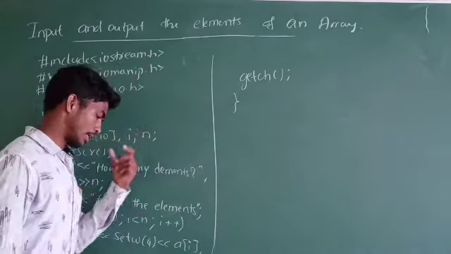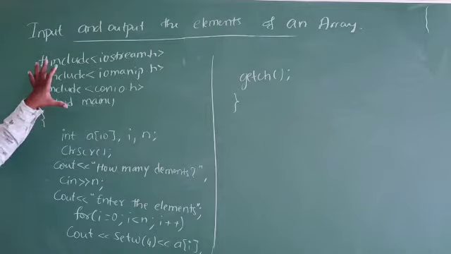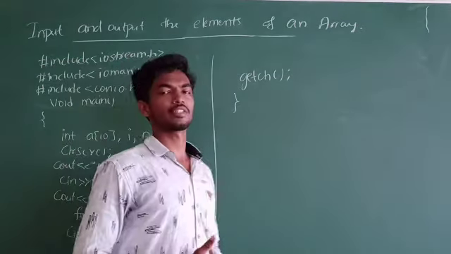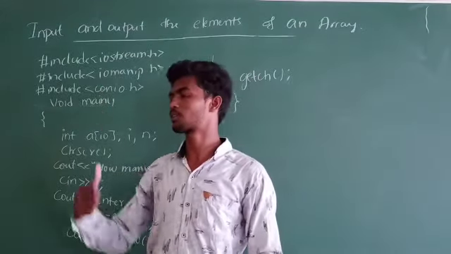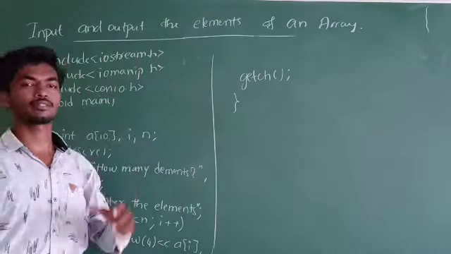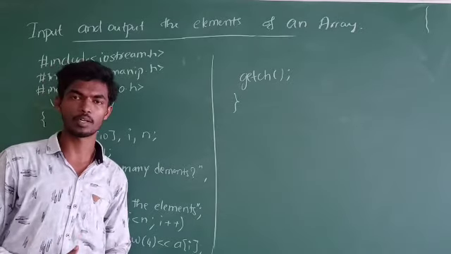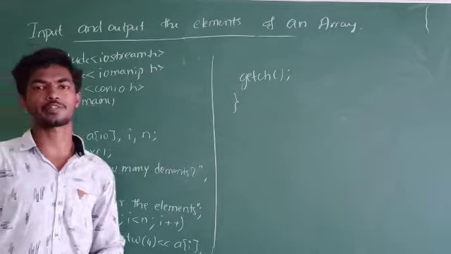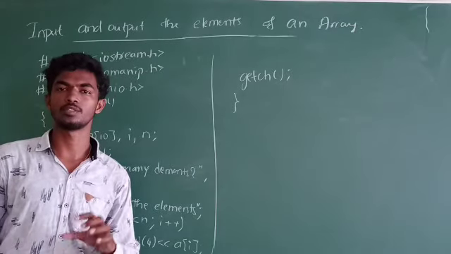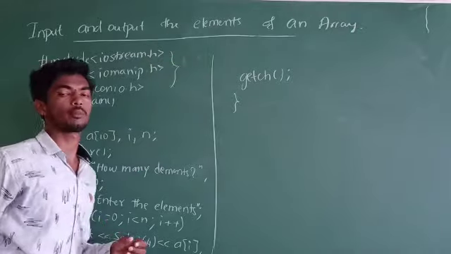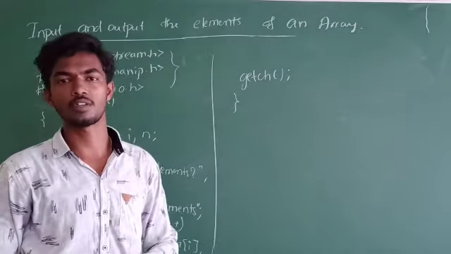Then let us come to the point. For every C++ program, it is necessary to include a preprocessor. The preprocessor directives start with a hash and have the keyword include, with iostream.h, iomanip.h and so on. These are header files, and they are responsible for particular operations in C++.